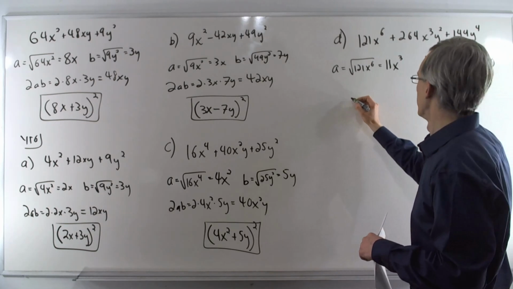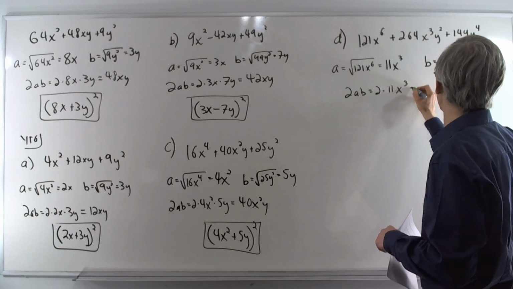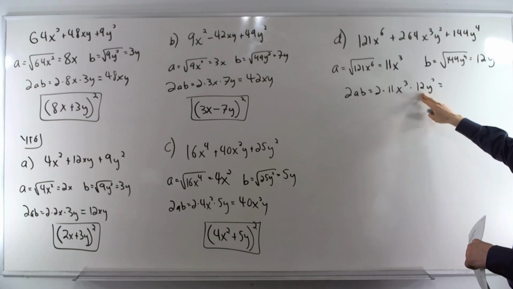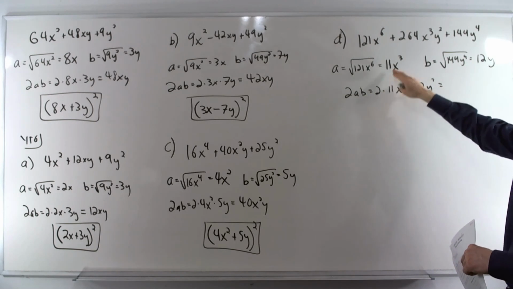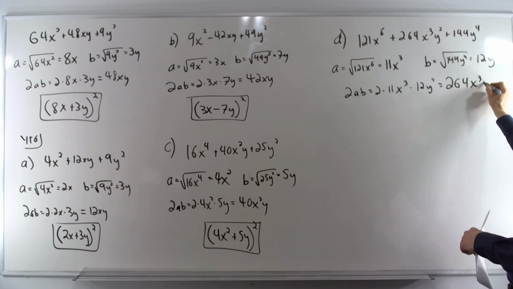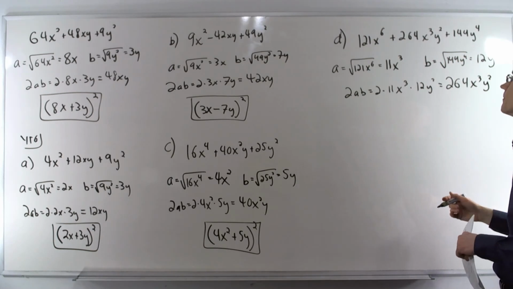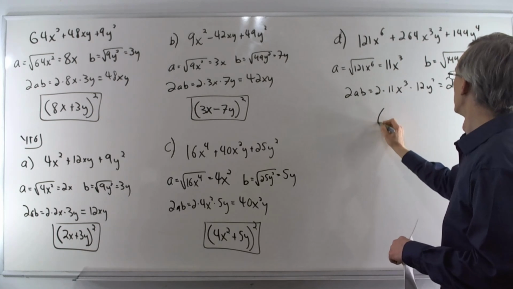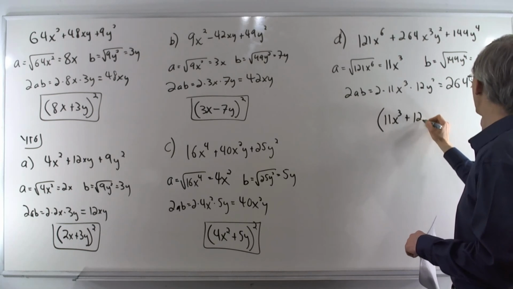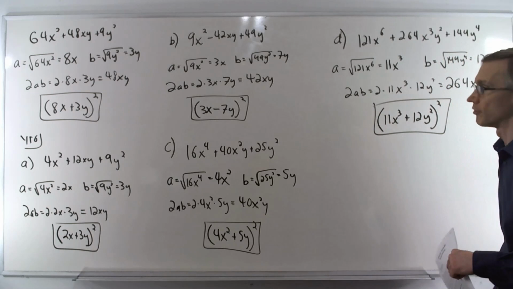And now let's check the middle term. 2ab equals 2 times 11x to the 3rd times 12y squared. All right, 11 times 12 is 132, times 2 is 264. And then we'll keep our variables, x to the 3rd, y squared, and we have a match. So this is indeed a perfect square trinomial. We have a positive version, so we're going to take A, 11x to the 3rd, plus B, 12y squared, square the whole thing, and there's the factored form.